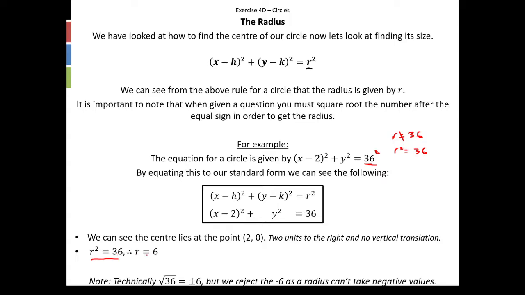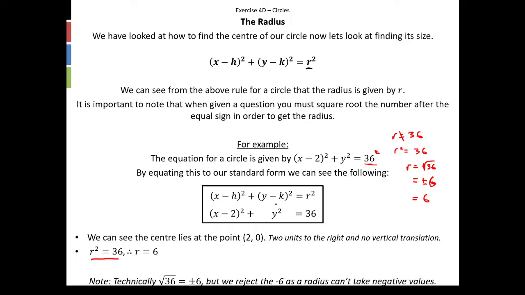R squared is equal to 36, therefore r is equal to plus or minus the square root of 36, which is plus or minus 6. We reject the negative 6 as the radius because we can't have a negative radius. That shape doesn't exist. Positive.